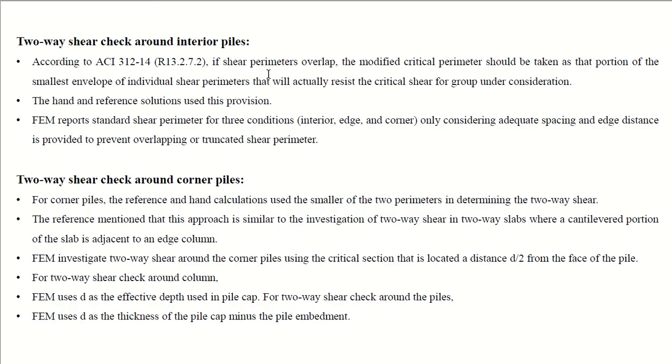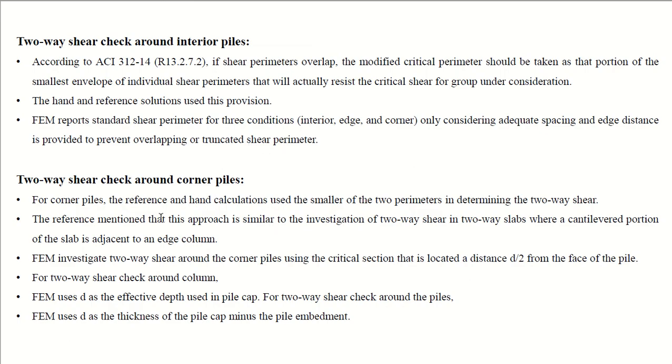For interior piles, it says that if shear perimeters overlap, the modified critical perimeter should be taken as that portion of the smallest envelope of individual shear perimeters that will actually resist the critical shear for the group under consideration, right? We already discussed it. The hand and reference solutions used this provision. However, FEM reports standard shear perimeters for three conditions: interior, edge, and corner, only considering that adequate spacing and edge distance is provided to prevent overlapping or truncated shear perimeters.